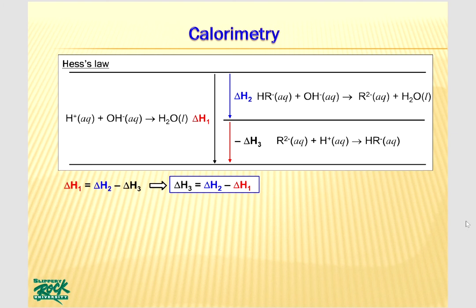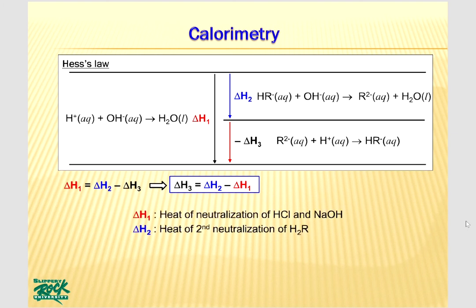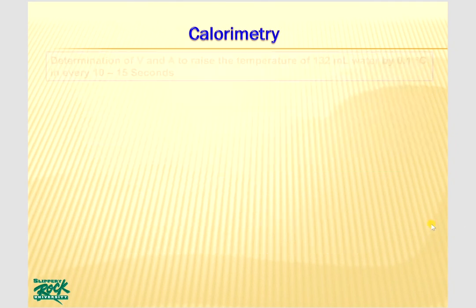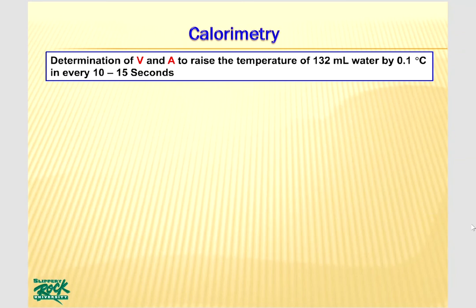As you may know by now, delta H1 is the heat of the neutralization of HCl and NaOH, and delta H2 is the heat of the second neutralization of H2R. Now, the question is how to determine both delta H1 and delta H2 experimentally. Now, I am going to show you the experimental procedure of the determination of delta H1 and delta H2.